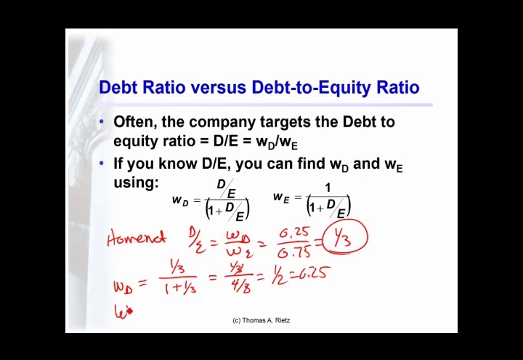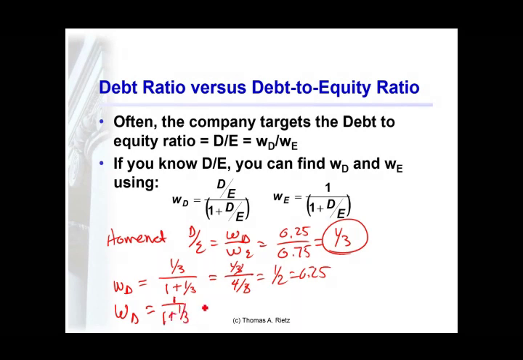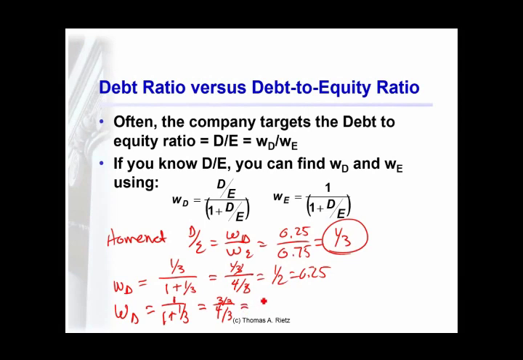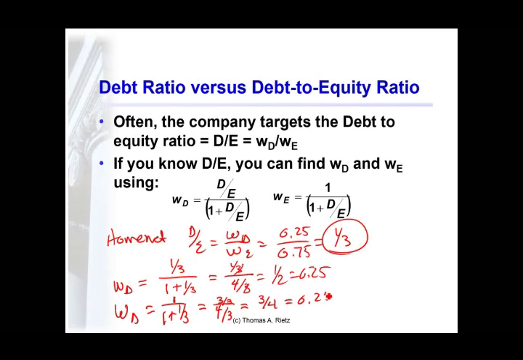For every dollar in equity, there's a third of a dollar in debt. And see, that's 1/3 over 4/3. So given a debt-to-equity ratio, you should have no trouble backing out the percentage of the firm financed with debt and the percentage of the firm financed with equity.